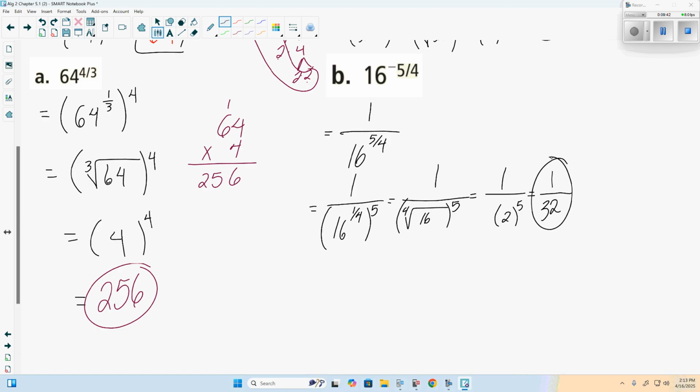That's it. And that's the nice thing about this property: it gives us a way, especially when these numbers are nice enough to work, to solve these. Not every number is going to work out this nicely. Because if, like the last one here, it was 18 instead of 16, we can't do this because we can't take the fourth root of 18. It just does not exist.